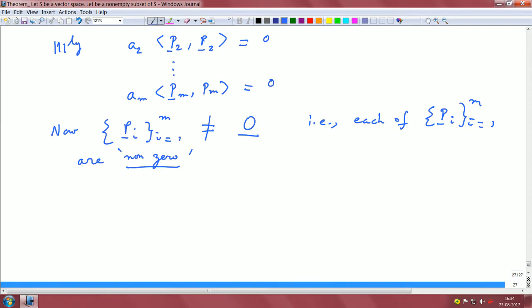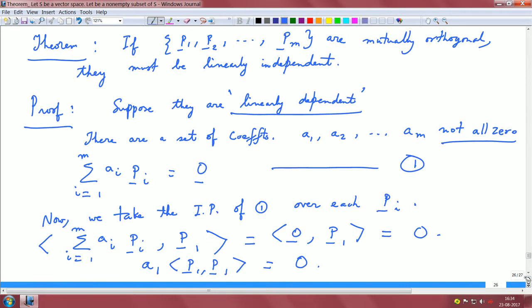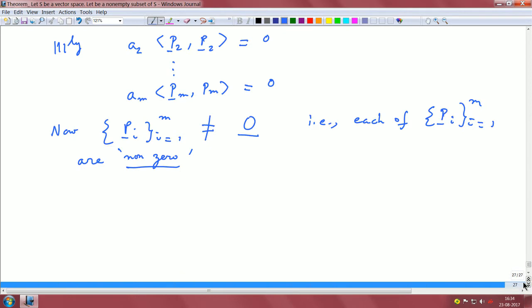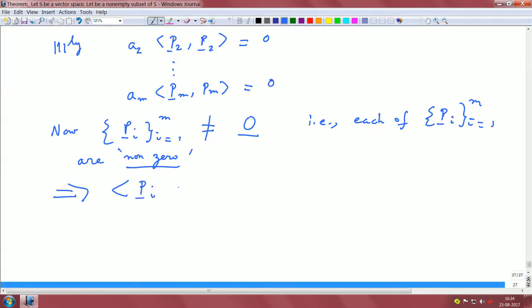which means now we have derived this set of equations, A1 with inner product of P1 with itself is 0, then we have these equations A2 so on till AM, all of these have to be 0, but we said that these Pi's are essentially non-zero, that means their inner product is not 0, right, which implies inner product of Pi with Pi is not equal to 0. This means the only way it is possible is all of these have to be 0.